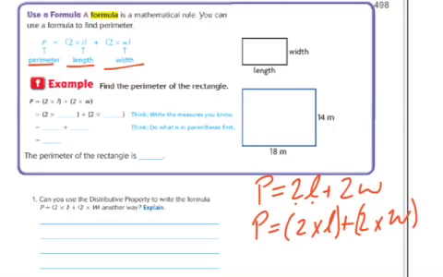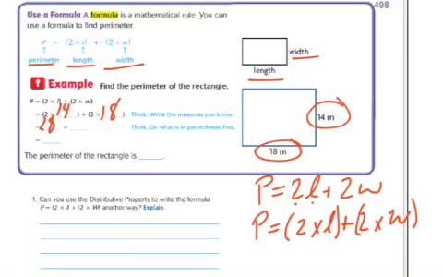Okay, so let's take a look at our problem. We have width and we have length, and we have a rectangle. It is 18 meters wide and 14 meters long. So I'm going to plug in my numbers into my equation. 2 times 14 plus 2 times 18. Off to the side, you might need to do that multiplication. 2 times 14 is going to be 28. And 2 times 18 is 36.